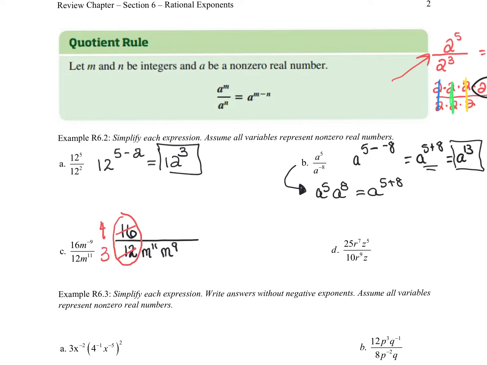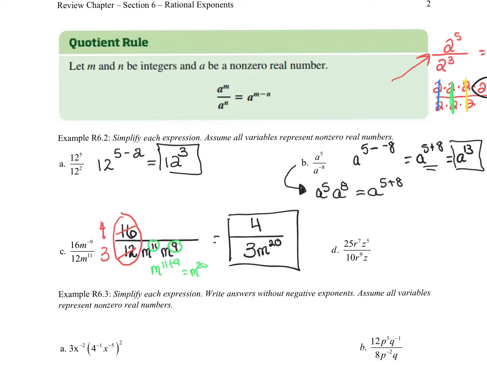And then I get to add these two because they're next to each other. So it's going to make m to the 20th. So let's put it all back together. 4 on top, 3 on the bottom, m to the 20th in the bottom.